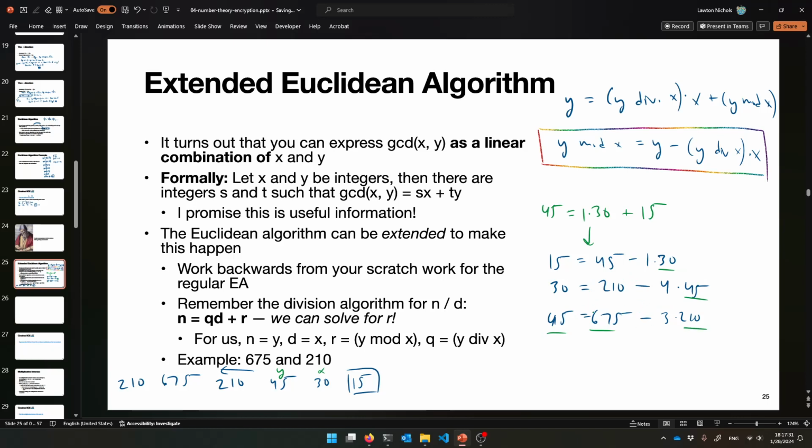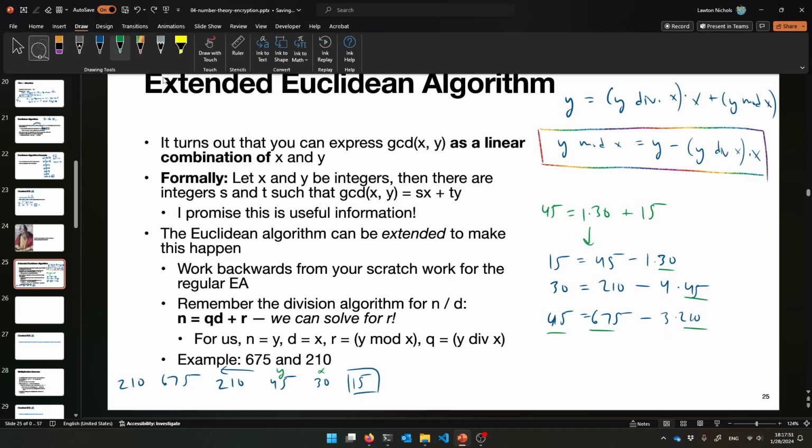And once I do that replacement, now I have all of my numbers in terms of those original numbers, 675 and 210. You see that? And then I'll have an equation that gives me 15 out of that. Some combination of 675 and 210 giving me 15. Just got to plug all those equations into each other, all right? So let me copy and paste it, and we'll spell it out.